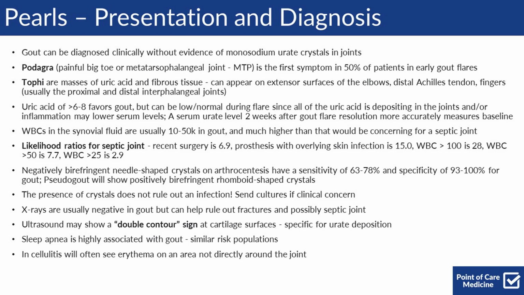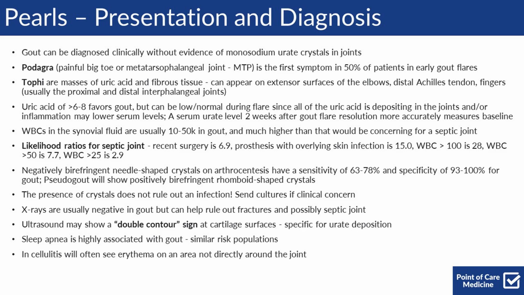Negatively birefringent needle-shaped crystals on arthrocentesis have a sensitivity of 63 to 78% and a specificity of 93 to 100% for gout. Pseudogout, on the other hand, will show positively birefringent rhomboid-shaped crystals. Note that the presence of crystals does not rule out an infection. You should always send cultures if you have a clinical concern.